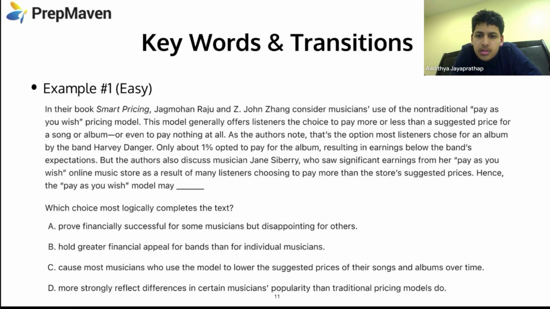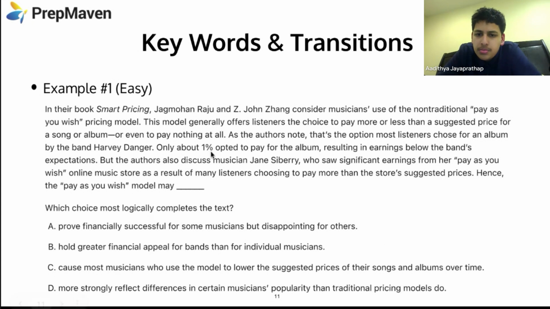Right? Pay-as-you-wish model may prove financially successful for some musicians, but disappointing for others. Does that seem like it captures what we just talked about? So do you think that Harvey Danger was disappointed by that? Yeah, right. And then it says it proves financially successful for some, but disappointing for others. So that kind of sounds like it could work. Yeah, it could be, because we were saying the point of the paragraph was these two opposite things. Yeah, different opinions. So Jane was financially successful. Remember, she paid more than the suggested prices. But Harvey wasn't successful, right? Because only 1% opted to pay. Yeah. So I think it could be A, but we should check all the options to make sure.